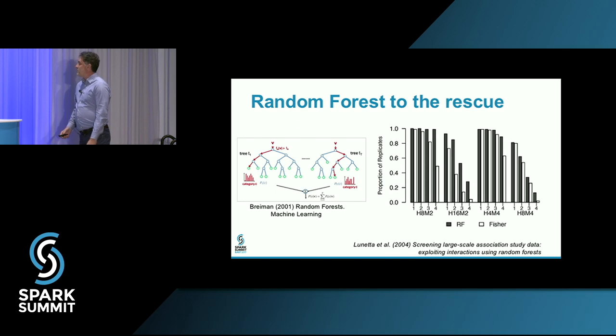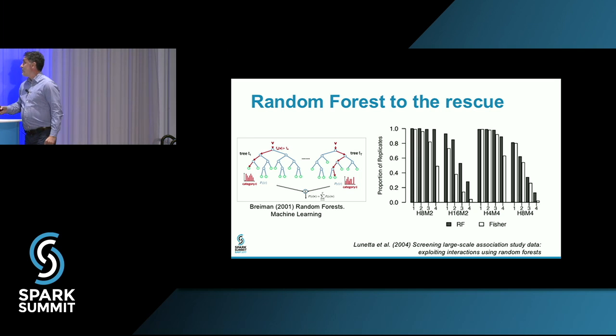One of the ways people try to address this problem is to use random forest. Random forest is a very smart machine learning technique developed in 2001 by Breiman. And very early on, researchers showed that it has the capacity to discover interactions, or to find them better than some of the simple statistical tests. So this is the result from a study published in 2004, which shows that the black bars are essentially higher than the white bars. It means that it's more powerful than the simple statistical tests.